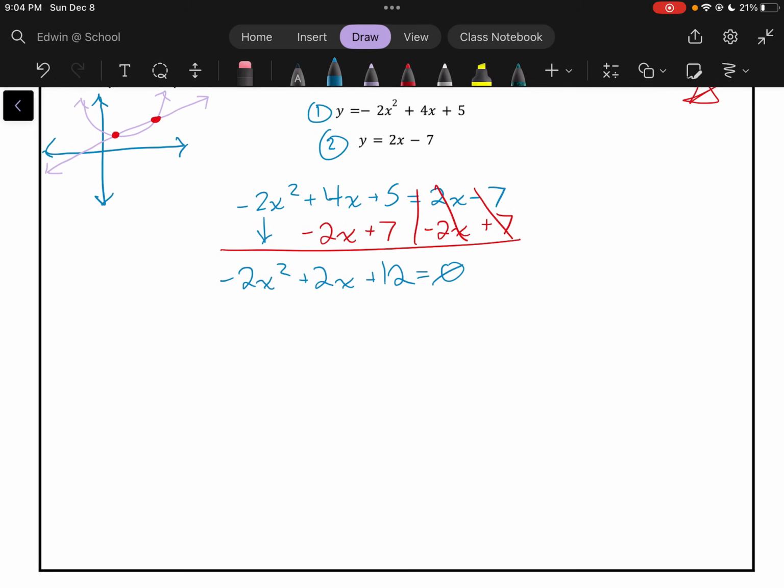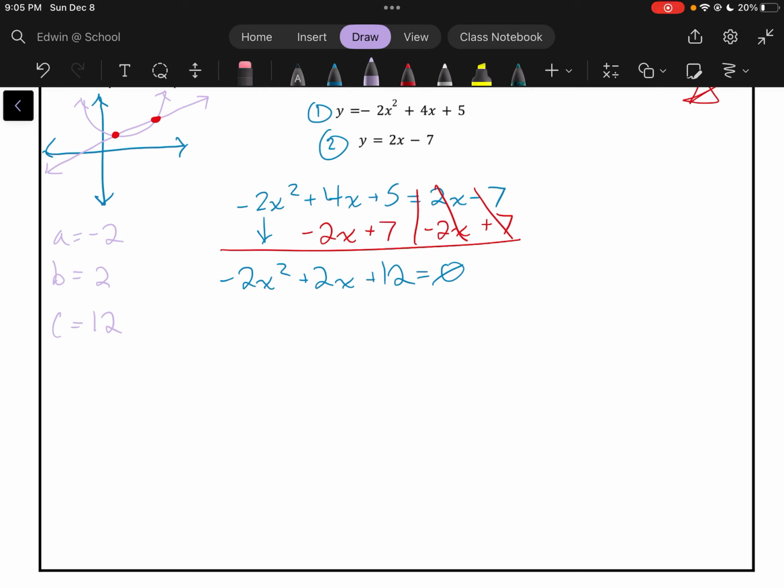And I got this thing now, which is something that I understand very easily. That's just A equals negative 2, B equals 2, and C equals 12. You could also maybe factor out a negative 2 if you want. Maybe you could also just factor it normally. If you have a graphing calculator, you could also do that, like that one time we mentioned.